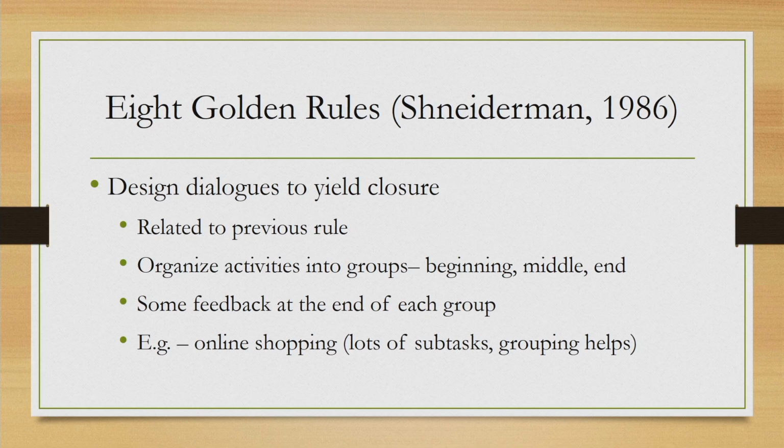Now, the fourth principle or golden rule is basically to design dialogues to yield closure. When you are performing some task on your interface and if the task ends suddenly, then you may feel like you are out of control, the system is behaving in a very unpredictable way, it is giving you surprises which may lead to your anxiety, your worry, and you may not like to use the system again.